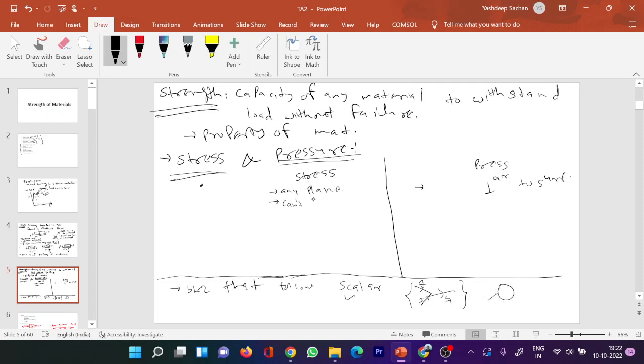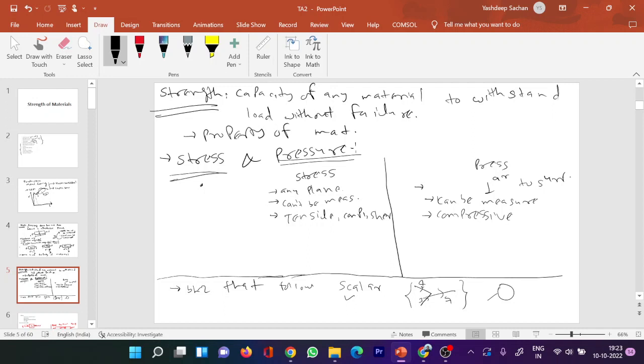That is one type of stress. So here we'll write that stress can't be measured and pressure can be measured. Since pressure follows scalar addition, it is a scalar quantity, same as with the current example I gave. So pressure is compressive in nature only, and stress can be anything: compressive, tensile, or shear.